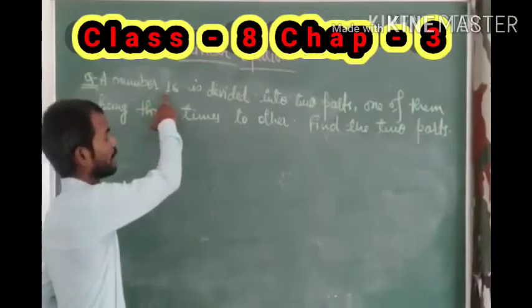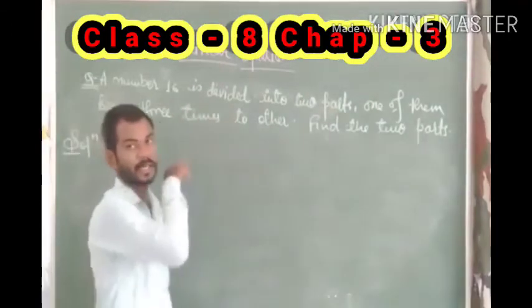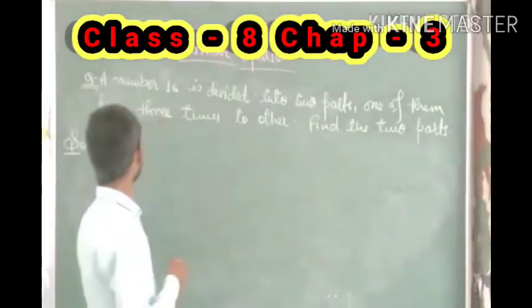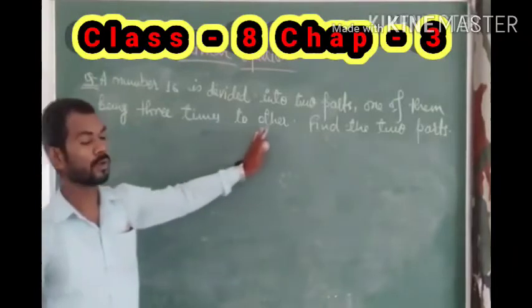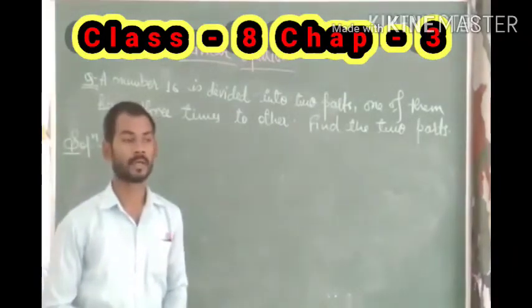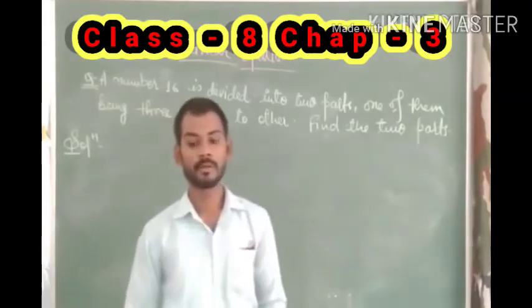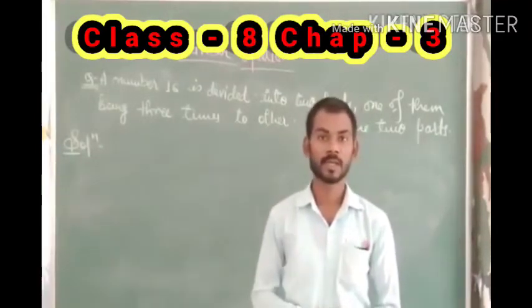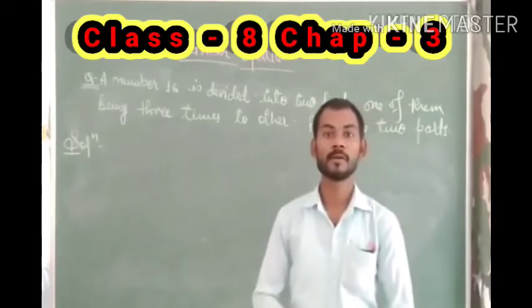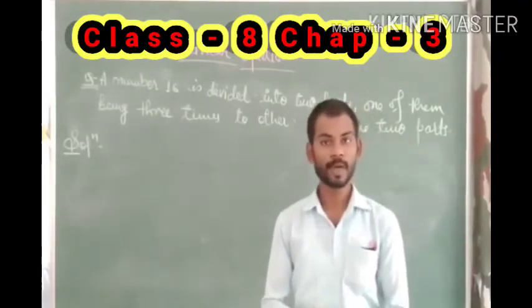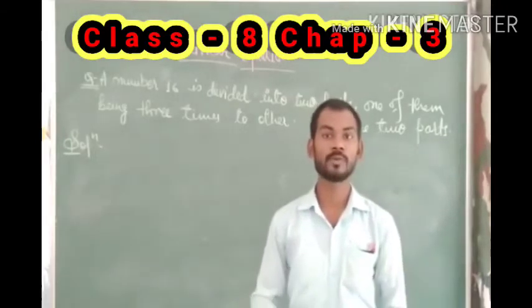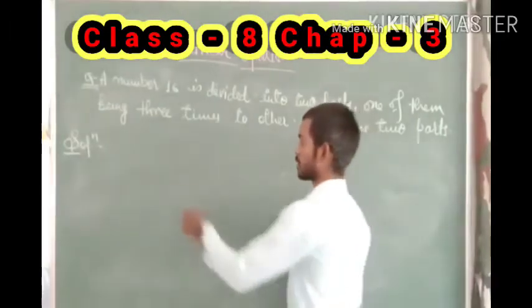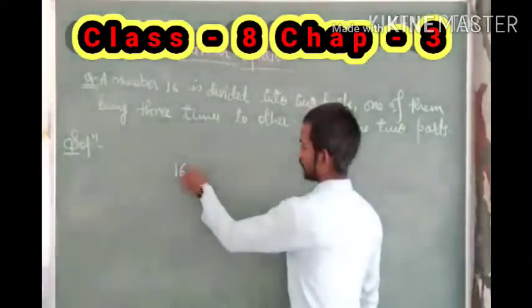A number 16 is divided into two parts. One of them being 3 times the other. Find the two parts. Here the question means that a number 16 is given and 16 is divided into two parts. One part is 3 times the other part. So we have to find the two parts. The 16 is given and it is divided into two parts.